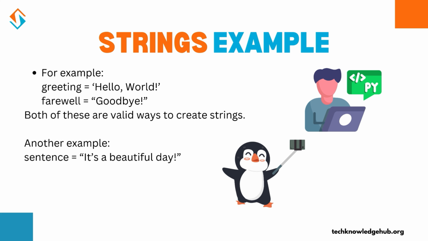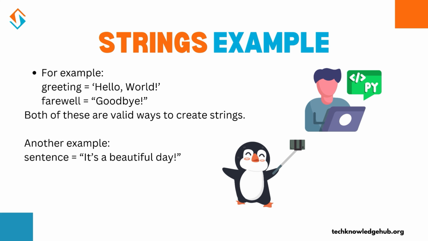One key point to remember: if your string contains a single quote, you might want to use double quotes around the string and vice versa to avoid errors. For example, sentence equal to "It's a beautiful day." If you use single quotes around that, Python would get confused because it wouldn't know where the string ends. So keep this in mind when choosing between single and double quotes.